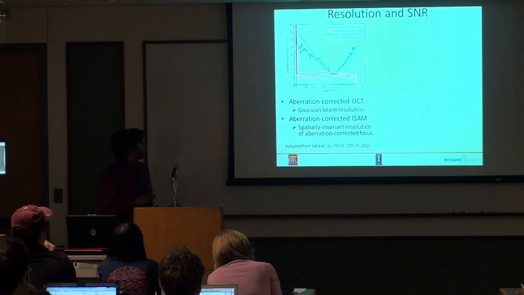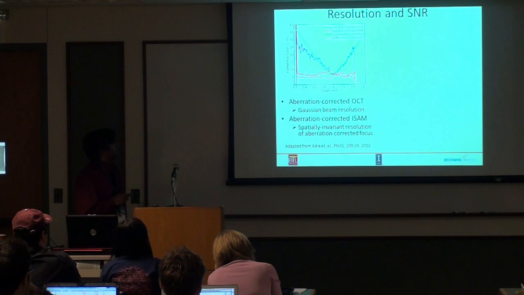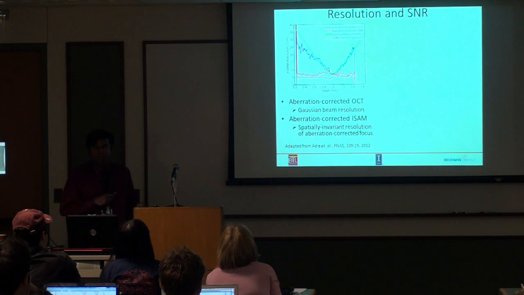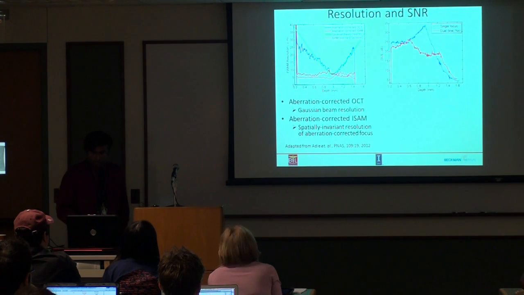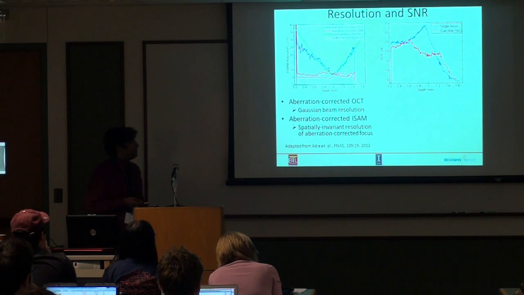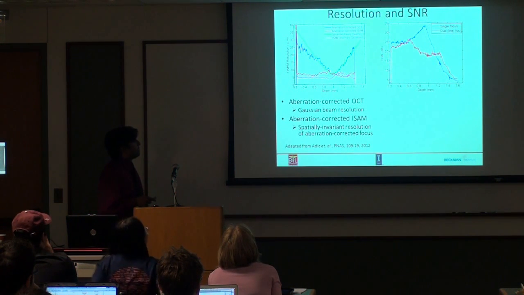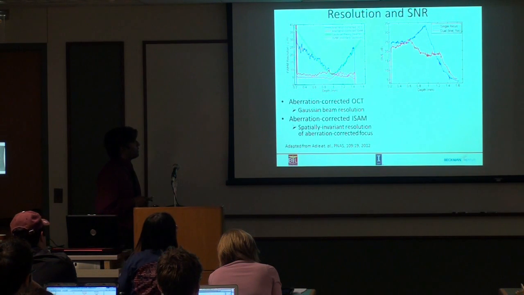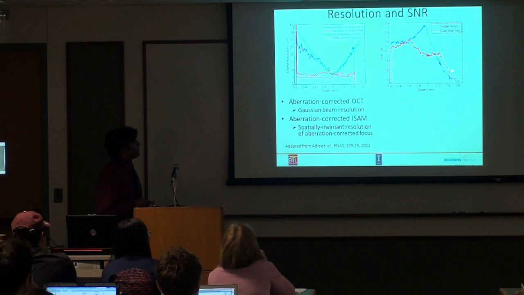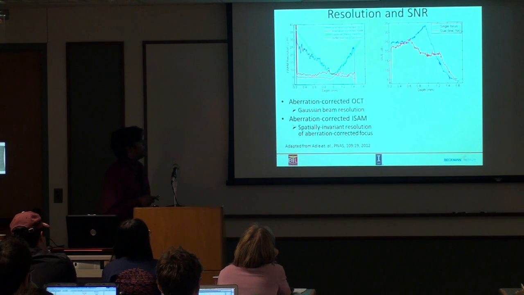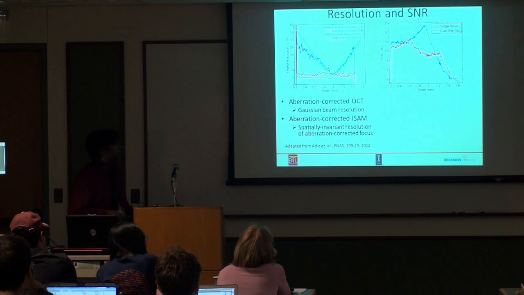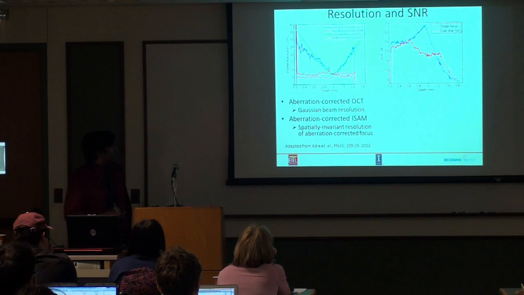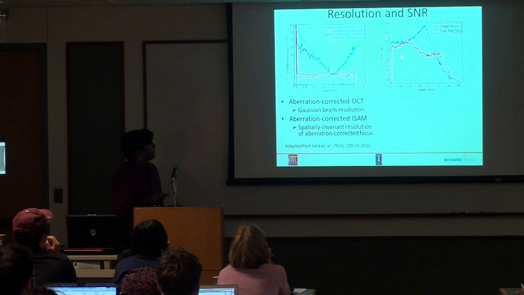And for comparison, we also plot here the ISAM resolution when imaging with a standard Gaussian beam. And you can see these two curves are fairly similar. So on the right, we show the depth-dependent signal-to-noise ratio. And once again, this is after ISAM reconstruction. We're comparing the single Gaussian beam focus in blue to the dual line or astigmatic optical system after aberration correction and ISAM. So you can see here that the astigmatic optical system provides a much flatter depth-dependent response.